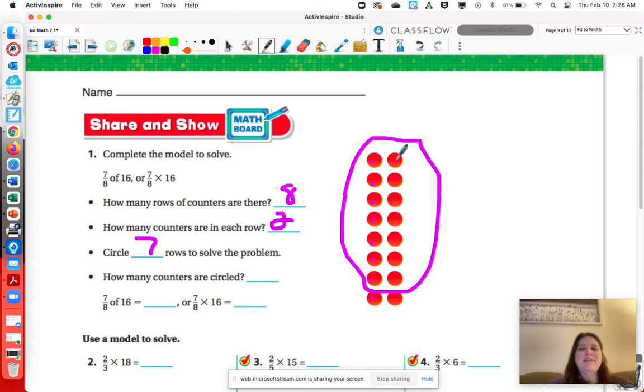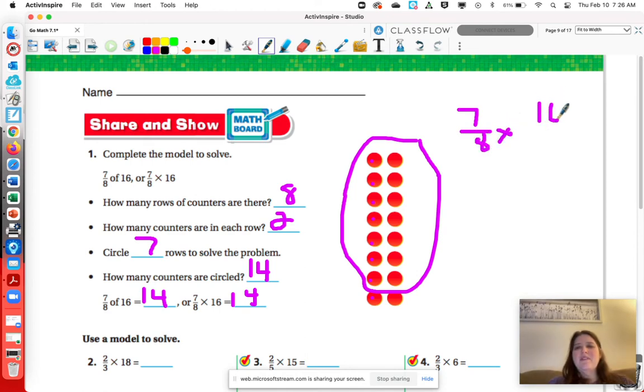So then we can count how many we circled. 2, 4, 6, 8, 10, 12, 14 are circled. So the answer would be 14. Let's take a look at this, that quick way that I showed you. 7/8 times 16. We divide by the bottom, which equals 2. And we multiply by the top, which equals 14.